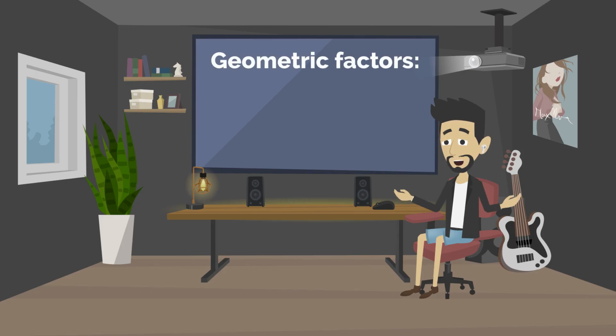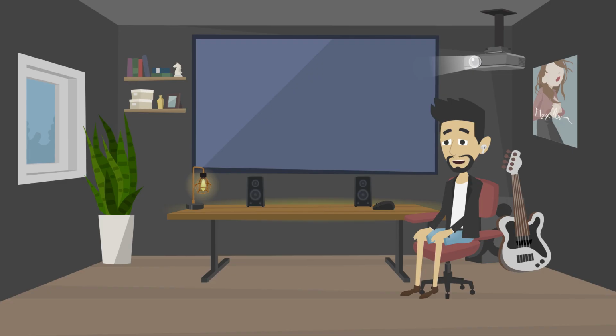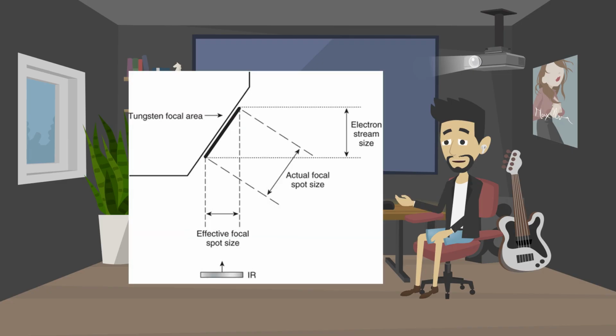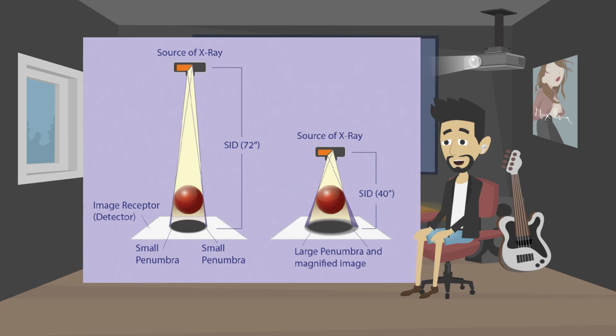The geometric factors that control the formation of the image are SID, OID, and focal spot size. If these three factors are managed properly, the maximum spatial resolution will be seen in the image. A small focal spot produces less penumbra than a large focal spot and produces greater spatial resolution. Increasing the source image receptor distance reduces penumbra and creates greater spatial resolution.